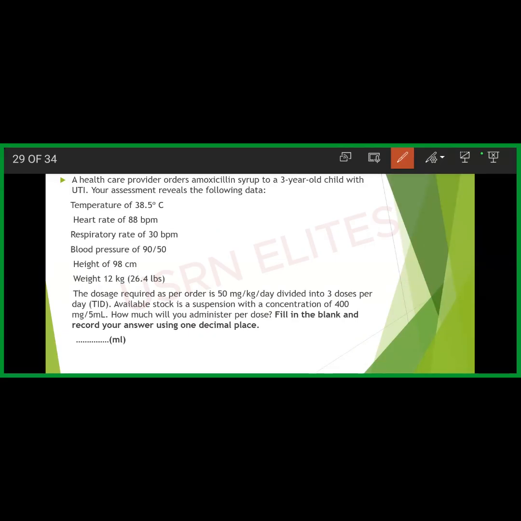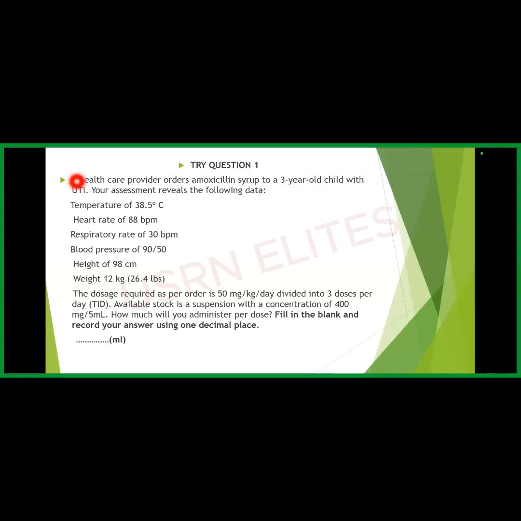Okay, so let us work it out together to see. A healthcare provider orders amoxicillin syrup for a 3-year-old child with UTI. You don't actually need the assessment review for your calculation, they are just there as a full case, but you have the weight here. The weight could be required. Then the dosage required per order is this one.